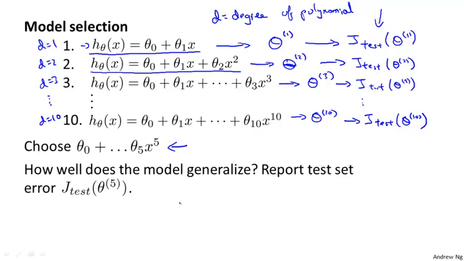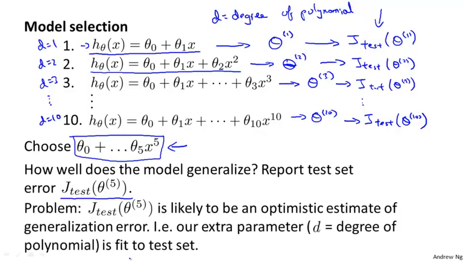But now let's say I want to take my fit hypothesis, this 5th order model, and ask, how well does this model generalize? One thing I could do is look at how well my 5th order polynomial hypothesis had done on my test set. But the problem is, this will not be a fair estimate of how well my hypothesis generalizes. And the reason is, what we've done is we've fit this extra parameter d, that is this degree of polynomial, and we fit that parameter d using the test set.